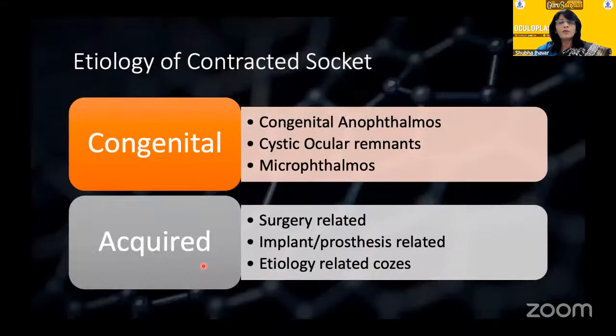Now, about the etiology of contracted socket, like why does it happen at all? So the causes could be congenital, like congenital enophthalmos or cystic ocular remnants, or microphthalmos, and acquired cases like surgery related or implant or prosthesis related causes might be there, which result in a contracted socket.